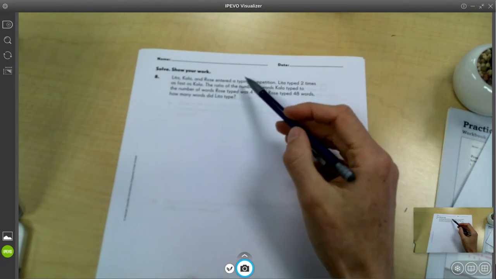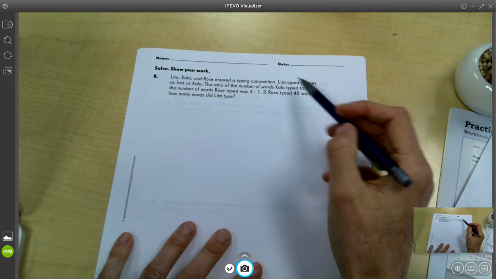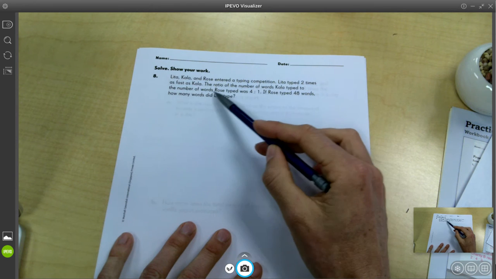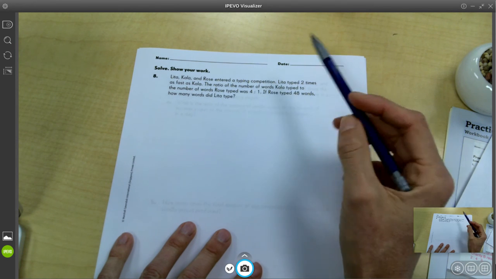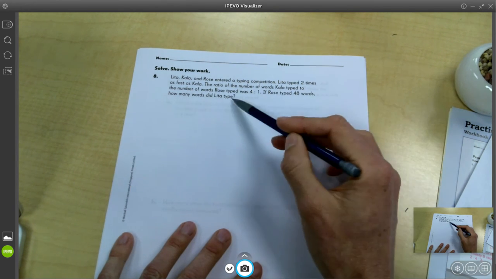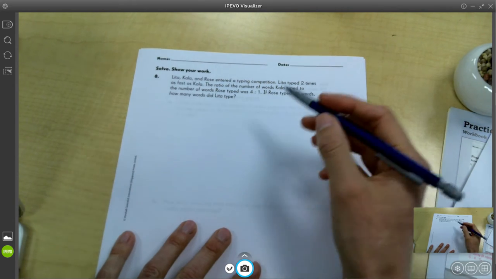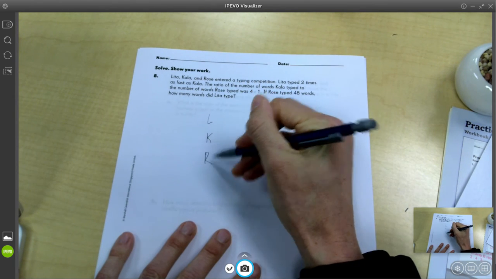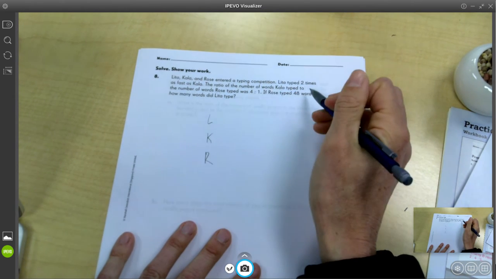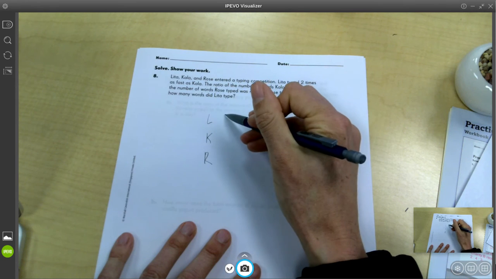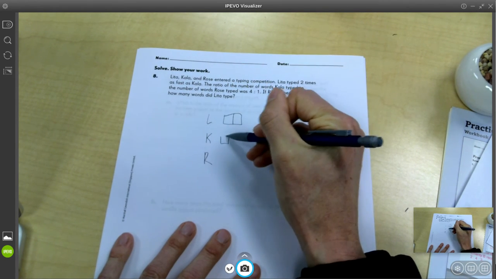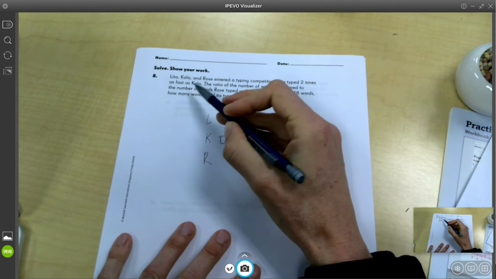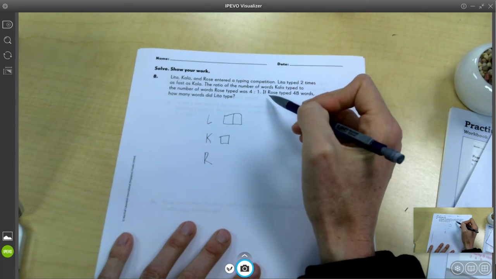Lita, Kayla, and Rose enter a typing competition. Lita typed 2 times as fast as Kayla. The ratio of the number of words Kayla typed to the number of words Rose typed was 4 to 1. Rose typed 48 words. How many words did Lita type? All right. We're going to do a bar model here. Lita typed 2 times as fast as Kayla, so she gets 2 boxes to Kayla's 1.